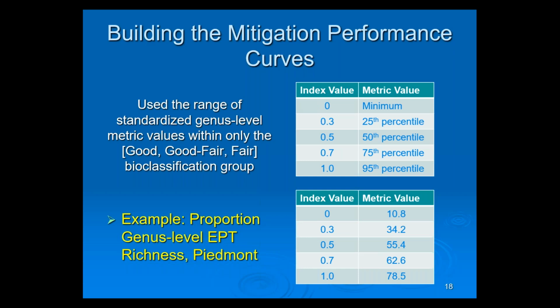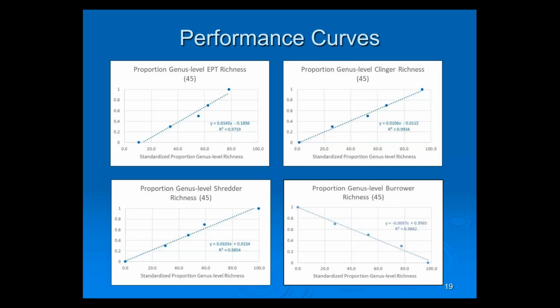So then we just simply took the percentiles of each metric's standardized value and built linear regression performance curves from each one. We've built spreadsheet templates to automate the standardization of practitioners' data and the calculation of these index values represented on this slide. And so not only are these performance standards, but we're actually utilizing these to grant mitigation credit.